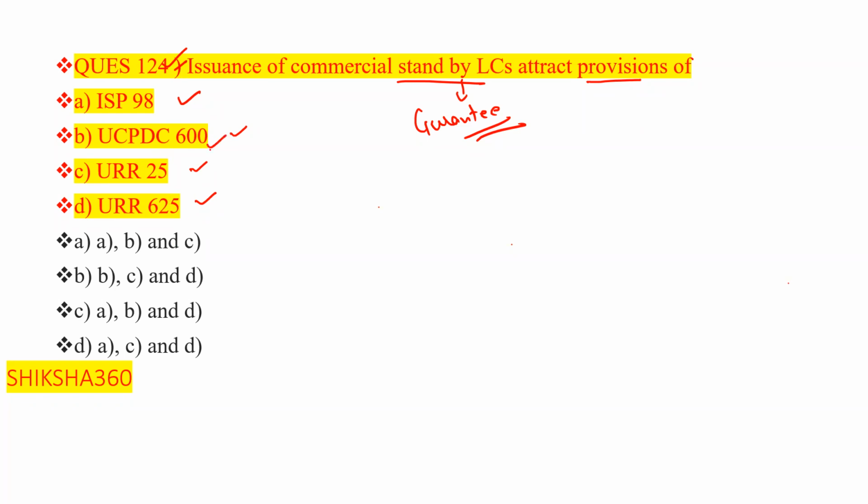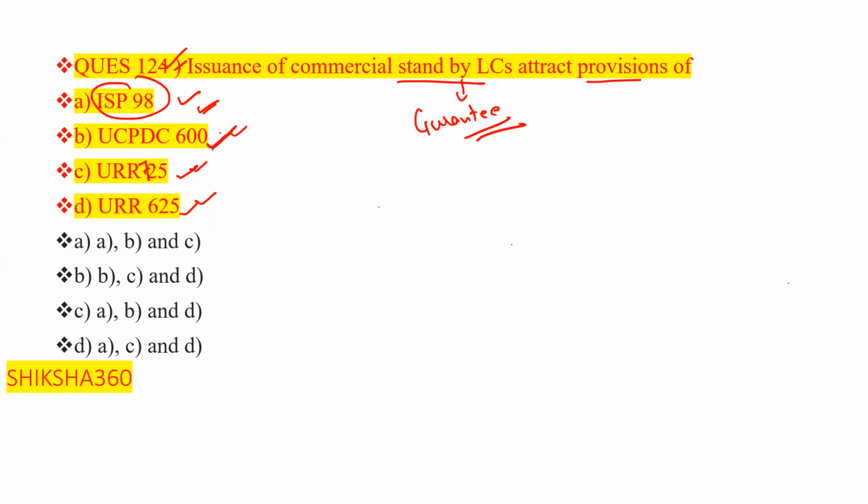UCPDC 600, URR 725, and URR 625. I think there is a missing word here: option C is URR 725, and option D is URR 625. So please correct this one first. Issuance of the standby LC attracts the provisions of ISP 98. This one is correct.